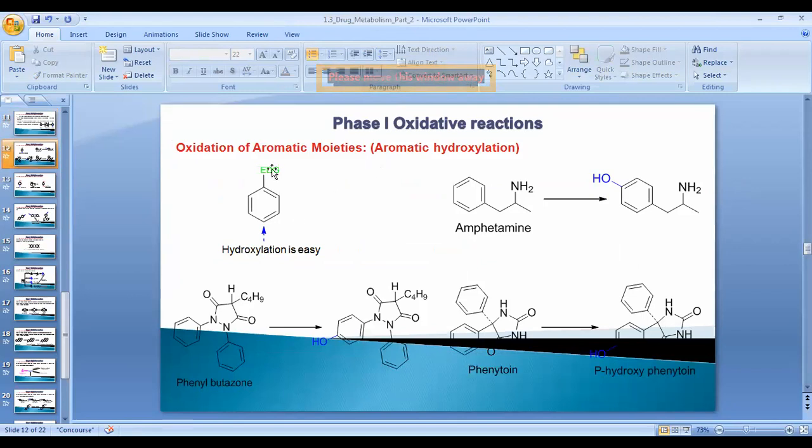Now, for example, we have taken a drug molecule containing an aromatic ring in its structure. It is going to proceed by the same aromatic hydroxylation mechanism at the para position. Such a drug available in the market is amphetamine. See, amphetamine has the same arene type of ring in its structure. So it is metabolized through oxidation of the aromatic moiety and converted into its phenol derivative. Such metabolic reactions are given by this.